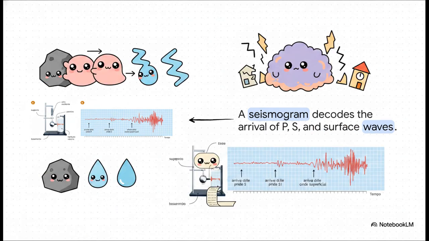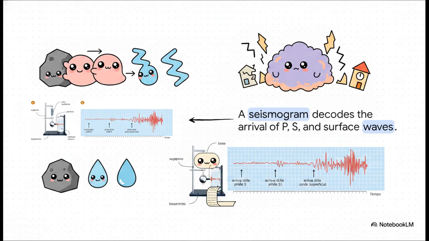Let's decode these specific waves because they actually arrive in a very distinct order. First, you see the P waves, or primary waves. These are the fastest. They produce a compression motion and can travel through both solids and liquids. Next up are the S waves, or secondary waves. These are slower. They move in a shearing motion, and here's the catch. They can only travel through solids.